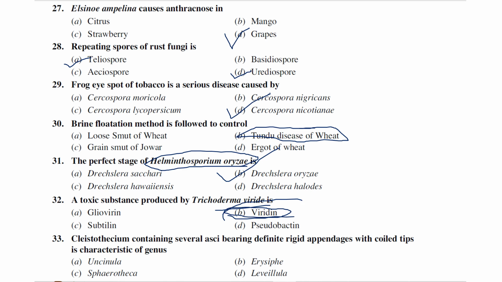Next one, cleistothecium containing several asci bearing a definite rigid appendage with coiled tips. Very simple. If coiled tips are there, it is Uncinula. Regarding these cleistothecial appendages, we have already published before. Now if coiled tips come, it is Uncinula. Or curled tips, sometimes they may also ask in such a way to confuse us. So coiled tips or curled tips means Uncinula.